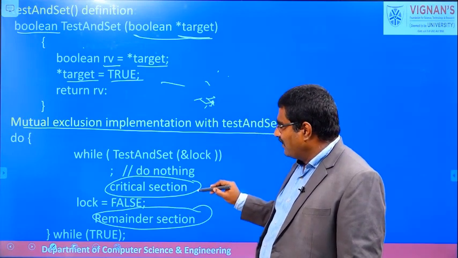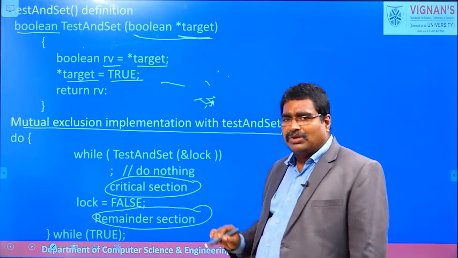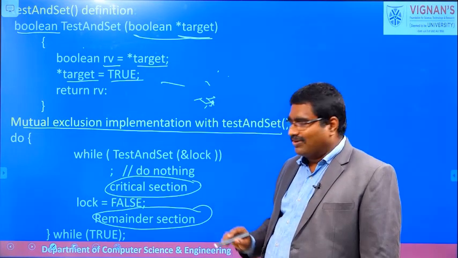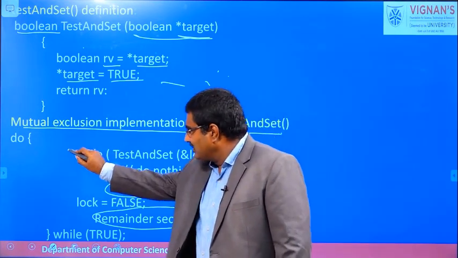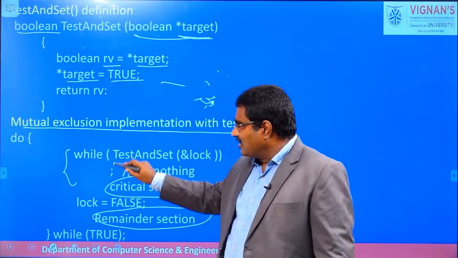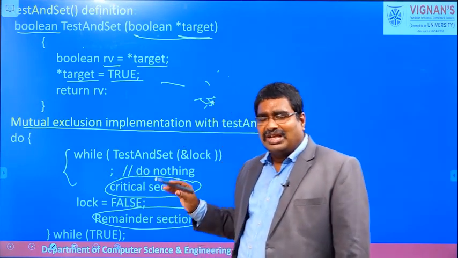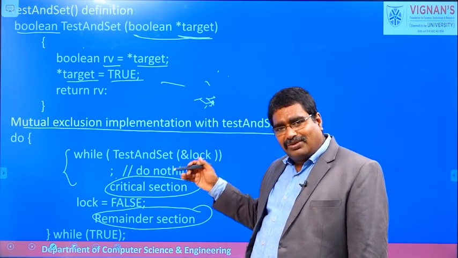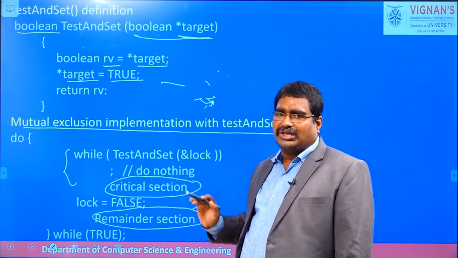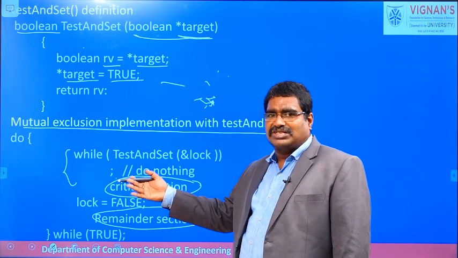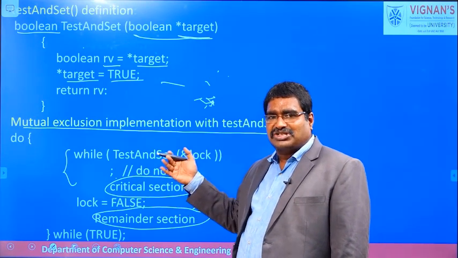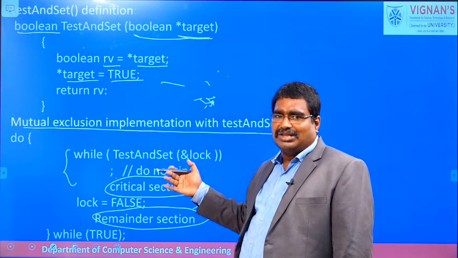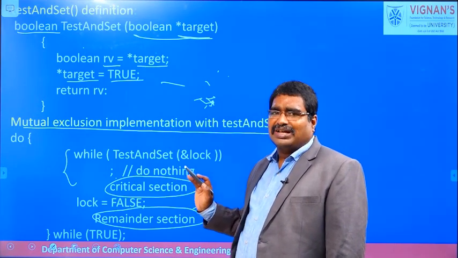So what is the important requirement? At any instant of time, only one process is allowed to enter its critical section. For that reason, we are using the entry section. This code verifies that no process is in the critical section, and then only the process is allowed to enter the critical section. If some process is already in the critical section, this process must wait until the critical section execution is completed, and then only it is allowed to enter its critical section.